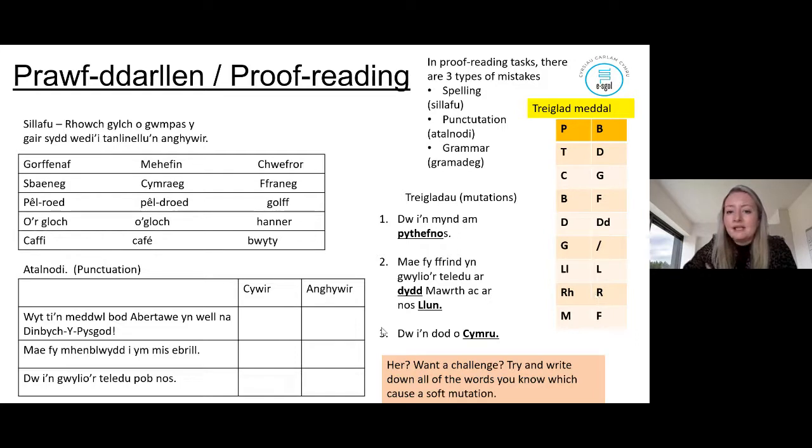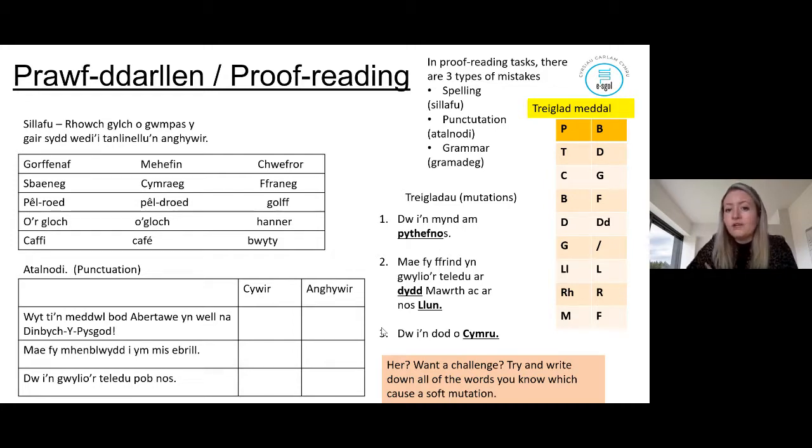Okay, and on the right hand side now then, we've got some treigladau, some mutations. So these would class as grammar errors. Okay, so let's have a look. I've underlined, as you would have in your exam, the incorrect word. Okay, and on the right hand side, you've got a table showing you the treiglad meddal, the soft mutation. So very often, we can do mutations if we're just given the word, but we need to be able to put them in context and use them in sentences.